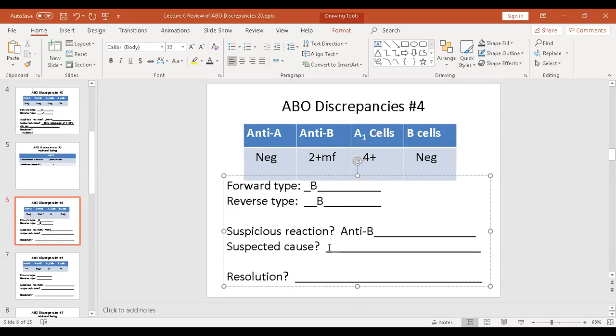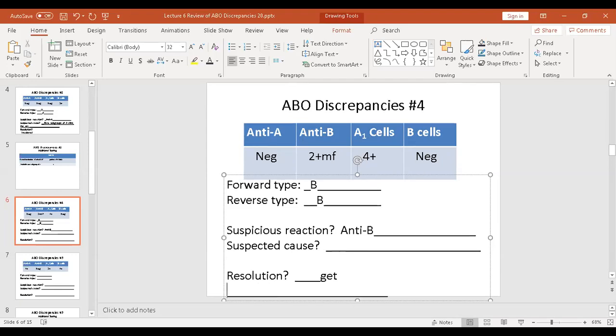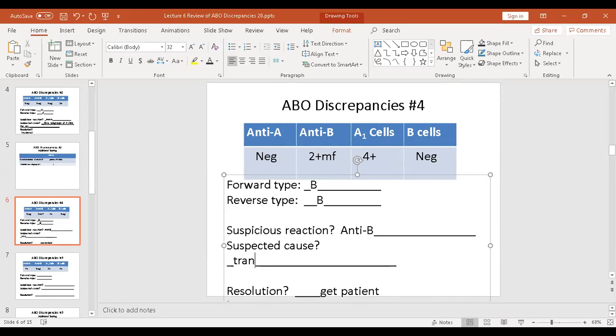And suspected cause, we would want to get some history on this patient. So the resolution would be to get patient history, because possibly what this is telling us is there are most likely two populations of red cells in this person. And so if they recently had a transfusion of, let's say, O RBCs, that would absolutely explain it.